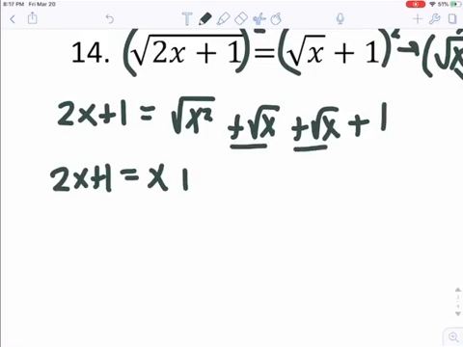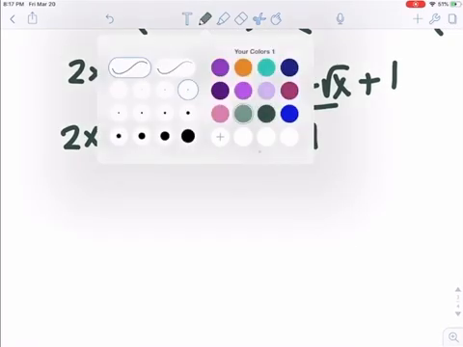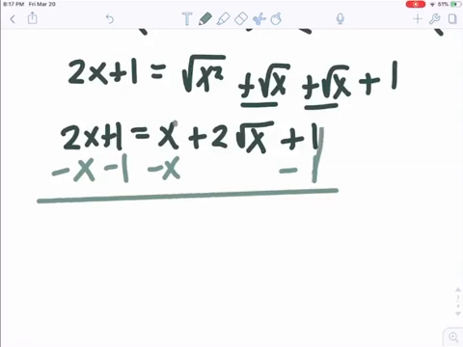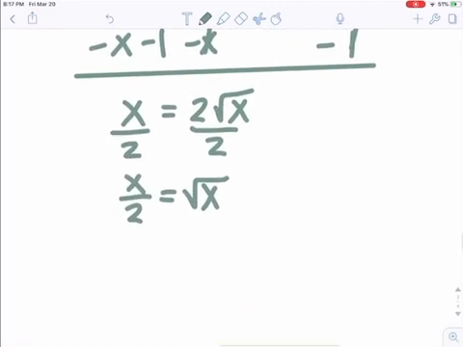These are like radicals, right? So that becomes 2 root x plus 1. Okay, we got to get that radical by itself. Do it all over again. Subtract x, subtract 1. So I get x equals 2 root x. Okay, still not isolated. Got to get rid of that 2 first. So I get x over 2 equals the square root of x.